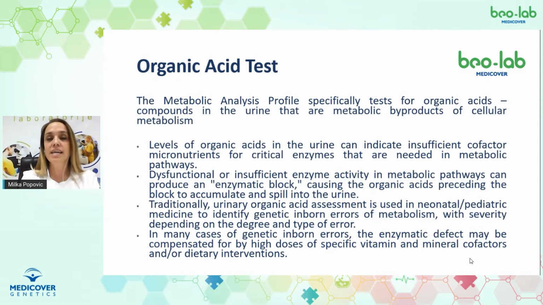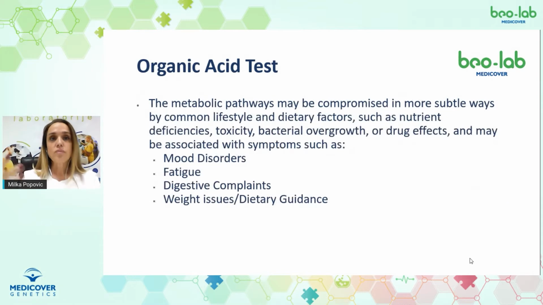Traditionally, urinary organic acids are assessed in neonatal and pediatric medicine in order to identify genetic inborn errors of metabolism, with severity depending on the type of error and the metabolites involved. In many cases, the enzymatic defects can be compensated with high doses of specific vitamin and mineral cofactors, or with dietary interventions.